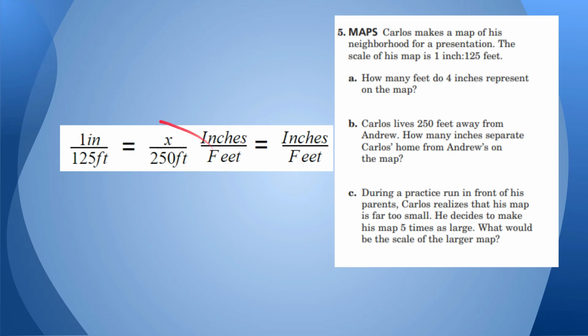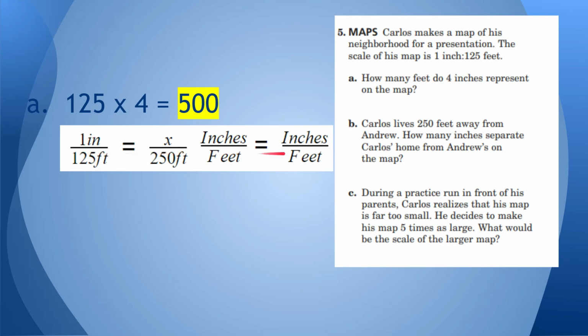So we're setting up this proportion in inches to feet. I want that to be clear. For B, we're going to do 1 inch over 125 feet equals X over 250 feet. So let's take a look at A. A is very simple. We simply have to find out how many feet 4 inches represent on the map. We have 1 inch for every 125 feet, so 4 times as many: 125 times 4 equals 500. 500 feet will be represented by 4 inches.